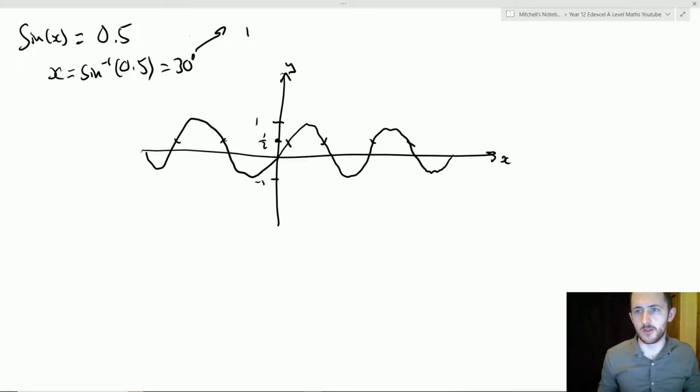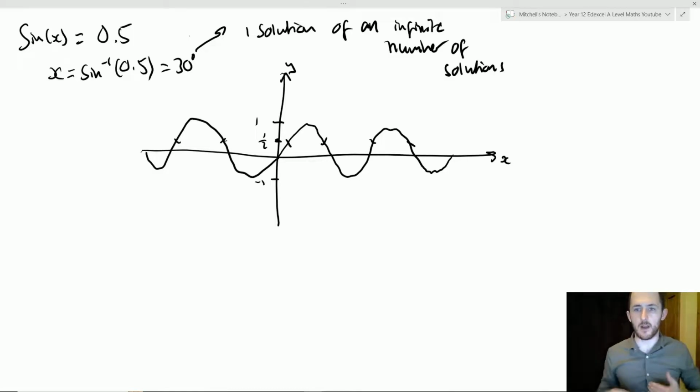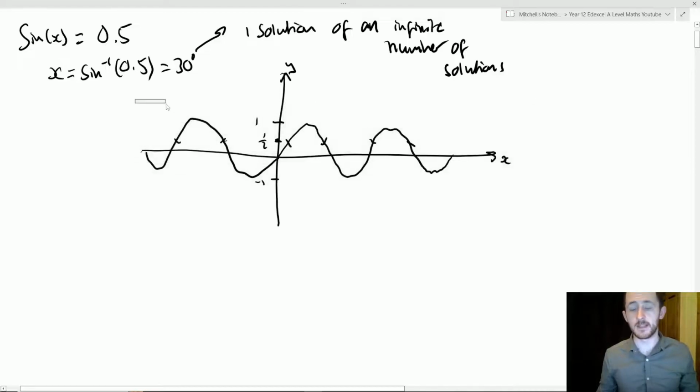one solution of an infinite number of solutions. We could also have a negative answer as well, and we could have an infinite number of positive answers and an infinite number of negative answers, because these graphs go on forever. The same is true for the cosine graph and the tan graph as well. So basically, we can't actually tell which answer is correct, so to speak.